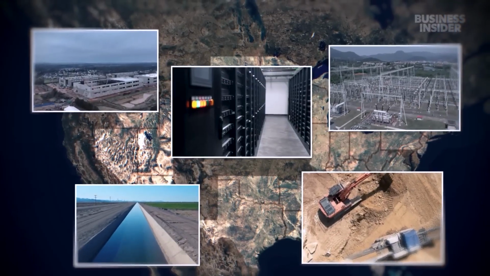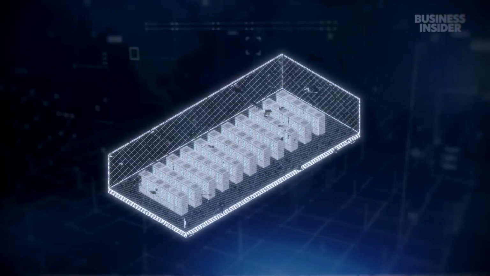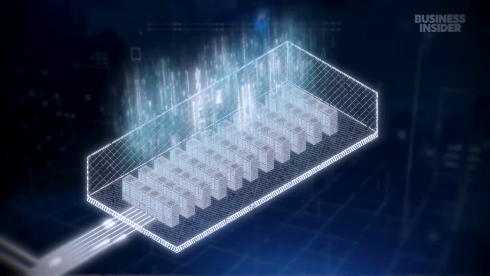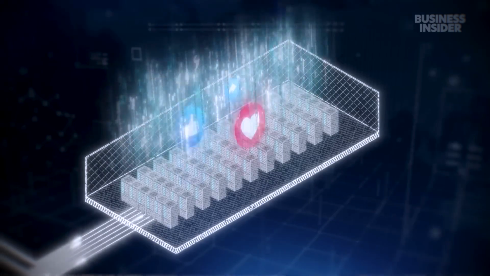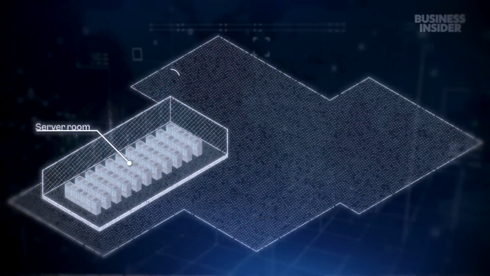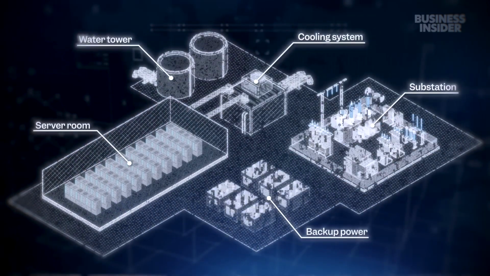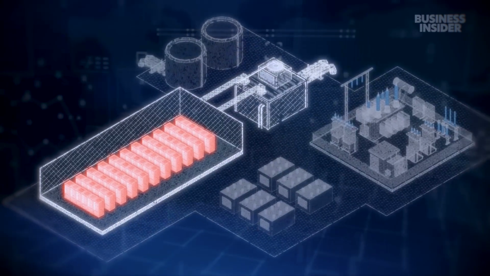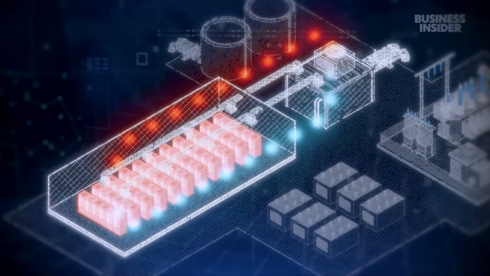But here's the key insight for investors. When a trillion-dollar industry hits a bottleneck, capital doesn't disappear. It rotates. The next phase of the AI revolution will not be defined solely by faster chips. It will be defined by who can generate power, move power, and stabilize power at scale. In this video, we're breaking down three stocks positioned to benefit directly from Nvidia's next bottleneck, because in the next chapter of AI, power becomes the platform.